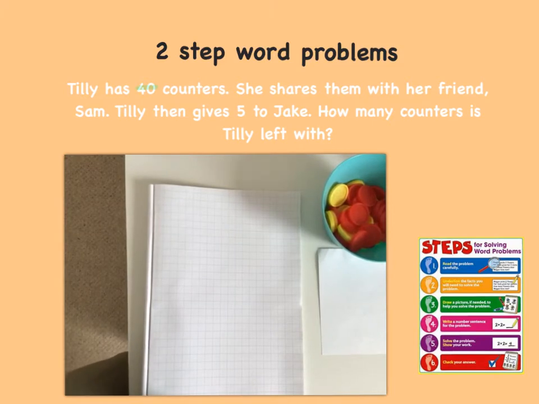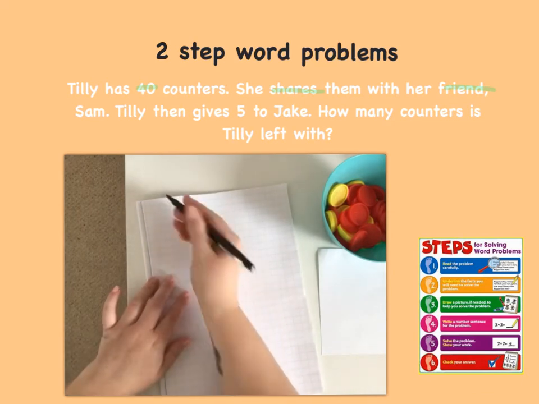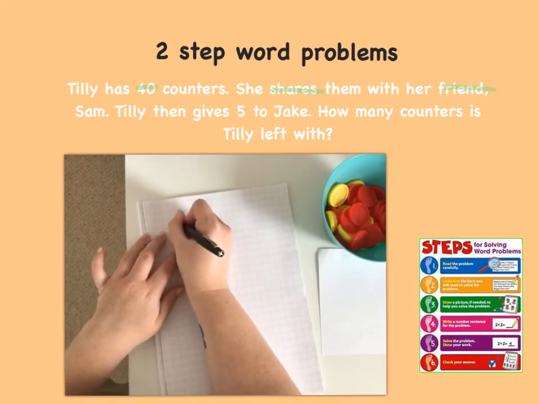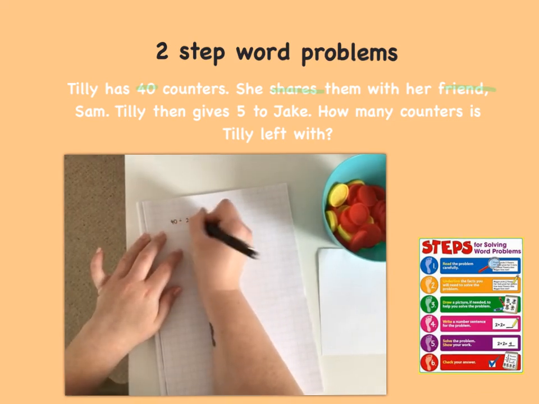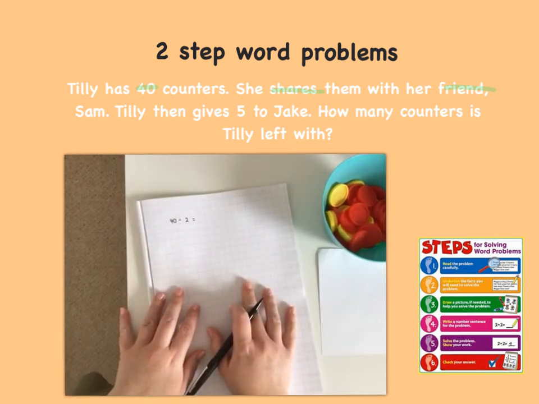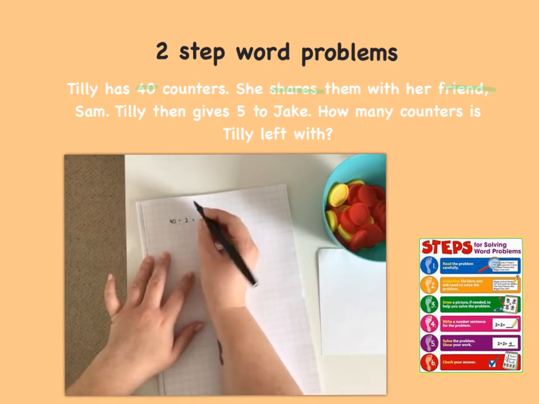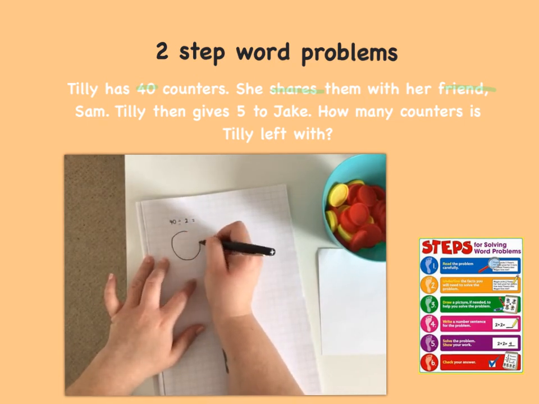So we have 40 counters altogether, and she shares them. That means we're going to be dividing with her friend Sam. So she's dividing it with one other person. There's 2 people altogether. So our number sentence is 40 divided by 2 equals. So I need to share this. The easiest way for me to do this is probably by drawing it.